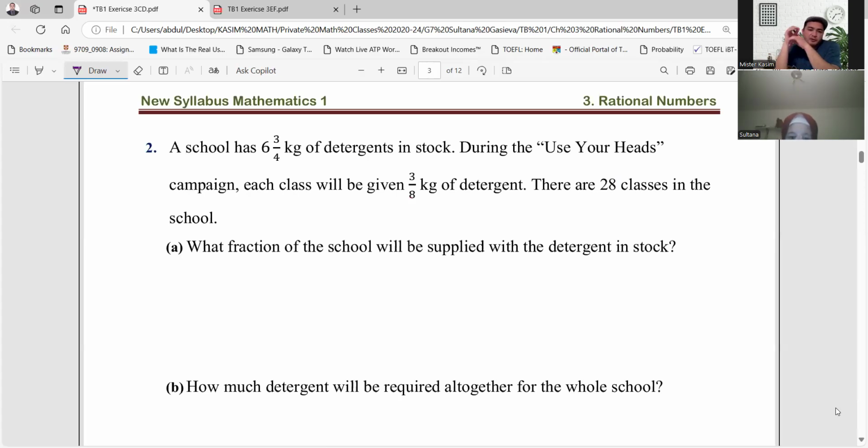Okay, the first part: a school has 6 and 3 over 4 kg of detergent in stock. During the Use Your Heads campaign, each class will be given 3/8 kg of detergent. So there are 28 classes in the school. Now the question is, what fraction of the school will be supplied with the detergent in stock?